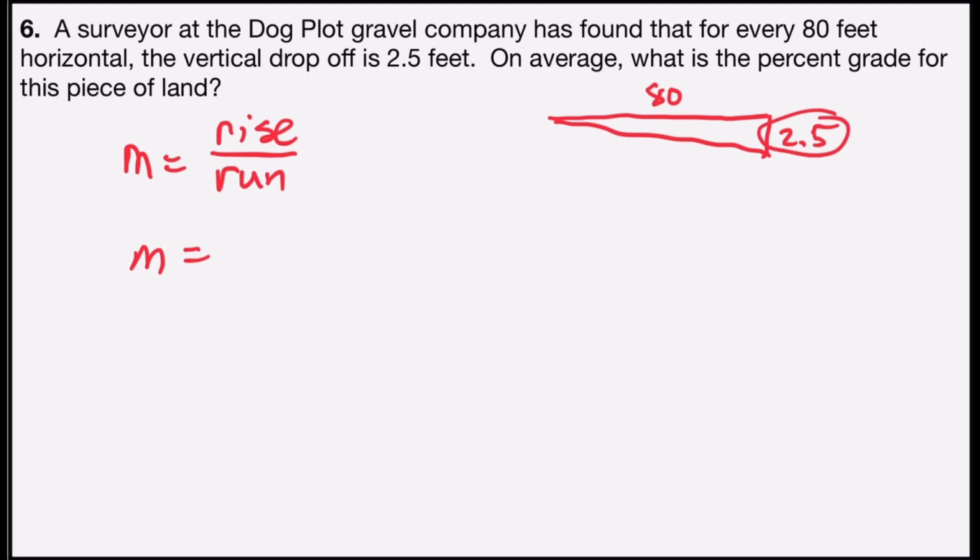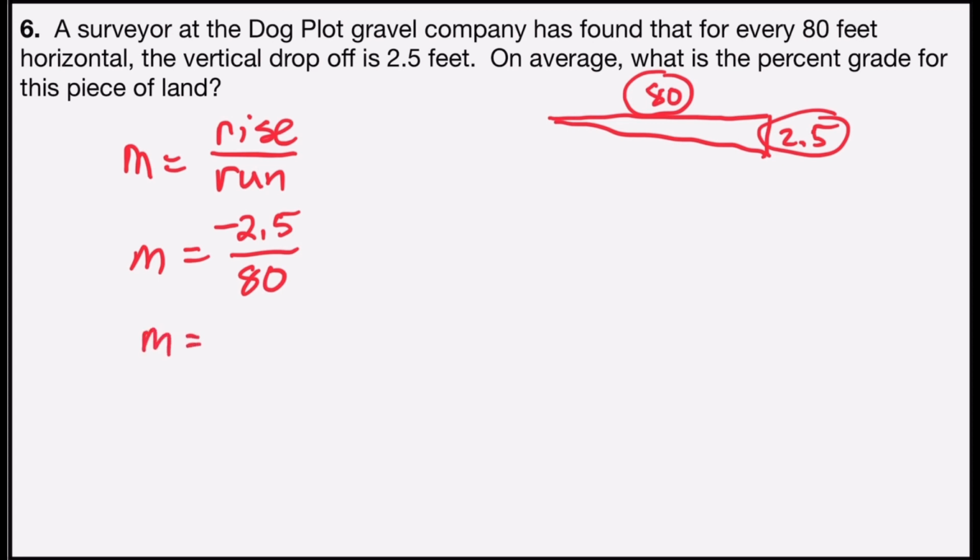The vertical change or the rise is 2.5, and that's going to be negative because it's moving downward. And the run, or horizontal change, is 80. Then I'm going to punch that into a calculator.